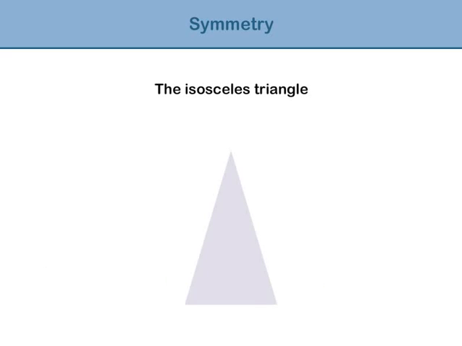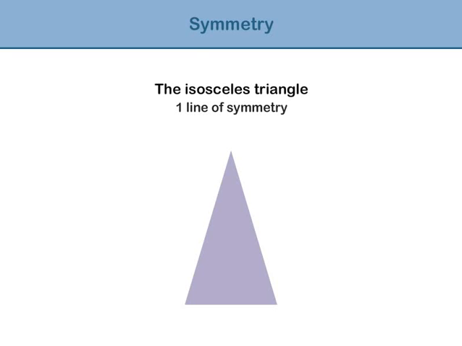Shape 1. The isosceles triangle. If we fold the isosceles triangle down the middle, the two halves of the triangle will match up. This is the only way in which the triangle can be folded, making two matching halves. Therefore, an isosceles triangle has only one line of symmetry.